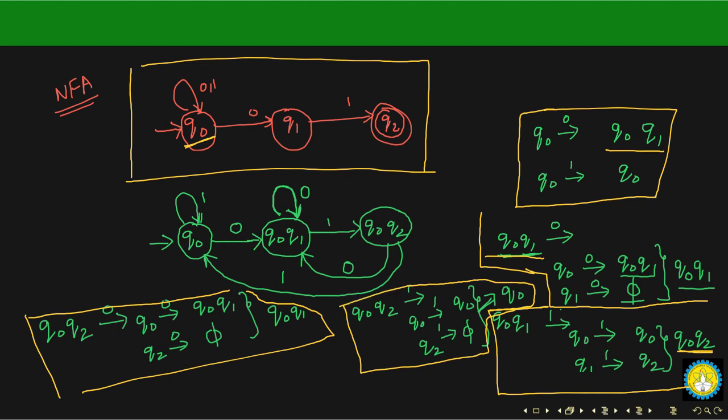Once we have done all such transitions and worked out all the new states, your DFA will be complete. Now again, don't forget to mark your final state. The final state here is going to be Q0, Q2.